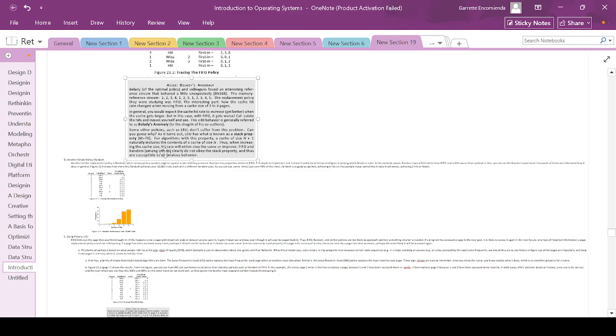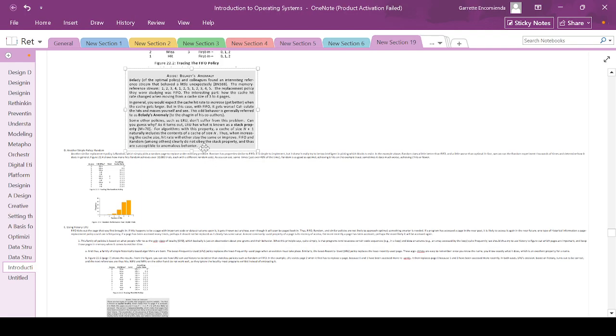Can you guess why? As it turns out, LRU has what is known as a stack property. For algorithms with this property, a cache of size n plus 1 naturally includes the contents of a cache of size n. Thus, when increasing the cache size, the hit rate will either stay the same or improve. It cannot decrease, or it cannot unimprove, if there's such a word. FIFO and random, among others, clearly do not obey the stack property and thus are susceptible to anomalous behavior.